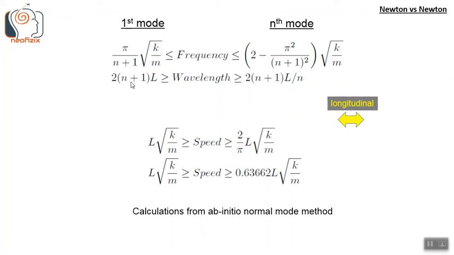The longest wavelength is at the first normal mode. It is equal to 2(n+1)L. So this is nothing but twice the total length of the whole spring mass arrangement. There are n+1 springs with length L each, so the total length of this arrangement is (n+1)L. But this wavelength is 2(n+1)L, so it is twice the length of the total arrangement.